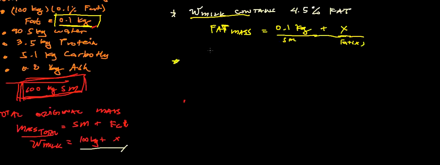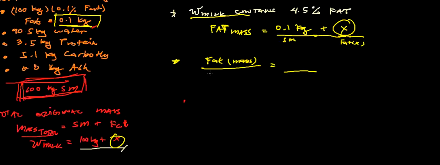And to determine the value of x, we can now use the fact that our whole milk contains 4.5% fat, meaning the mass of fat over the total mass of the milk gives the percentage of fat for the whole milk.